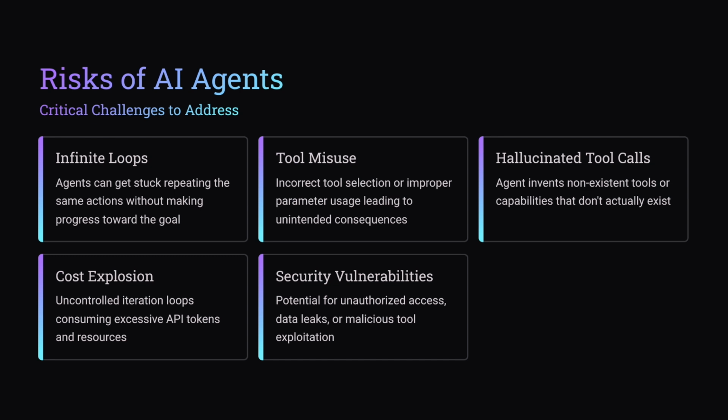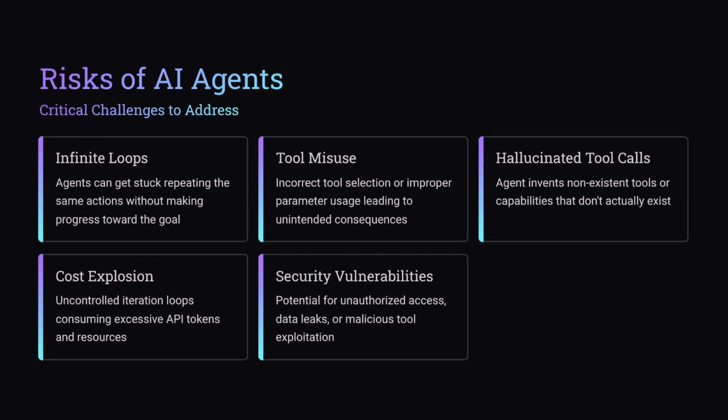Now that you understand agents and what they are, you should also understand the risks. Infinite loops, tool misuse, hallucinated tool calls, cost explosion, security vulnerabilities, autonomy increases risk. Agents require supervision, logic. Here is where, as humans, you need to plan, refine, and govern agents and how they work.